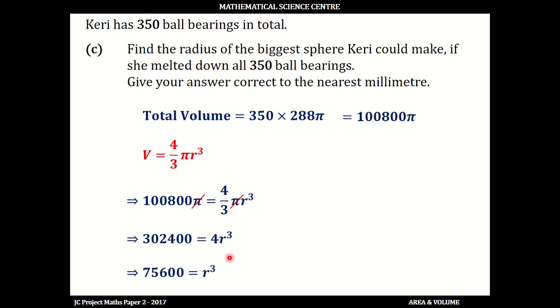Cube root of 75,600 is 42.28. Now we want the answer correct to the nearest millimeter, so 42. So r is the cube root of 75,600. Does everyone know how to do that? Anyone having trouble with that? Okay, getting the cube root of a number, and that works out then as 42 millimeters.